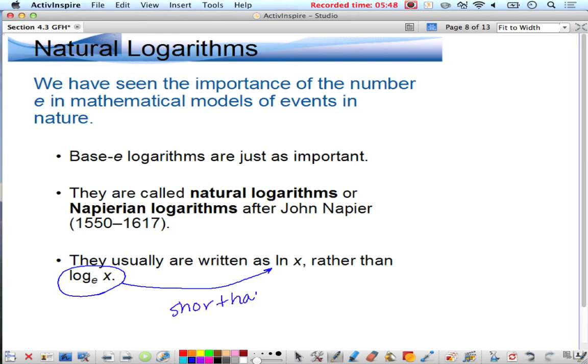And these are used almost as frequently as base 10. So if you see an ln, that's understood to be base e. But if you see a log without a base, that's understood to be base 10. Right. So that's the difference in common and natural logarithms.